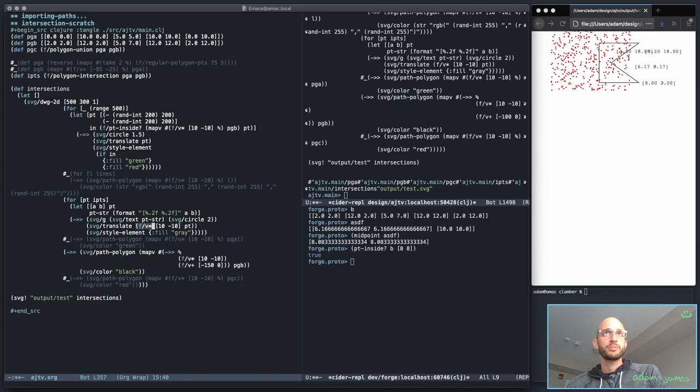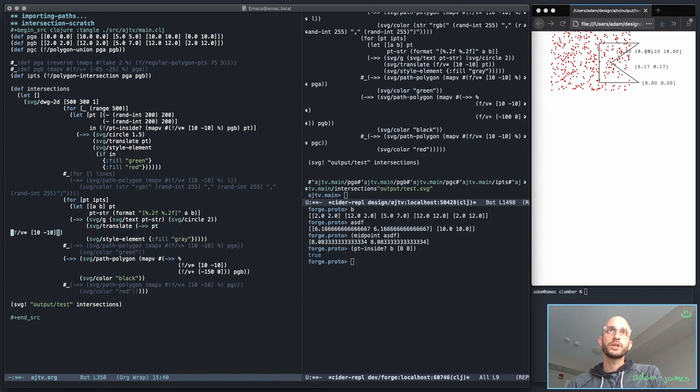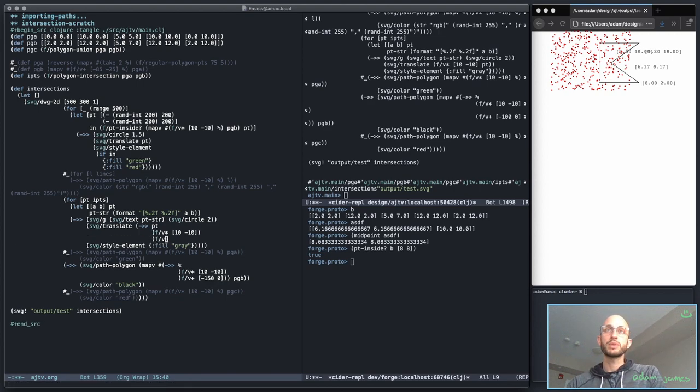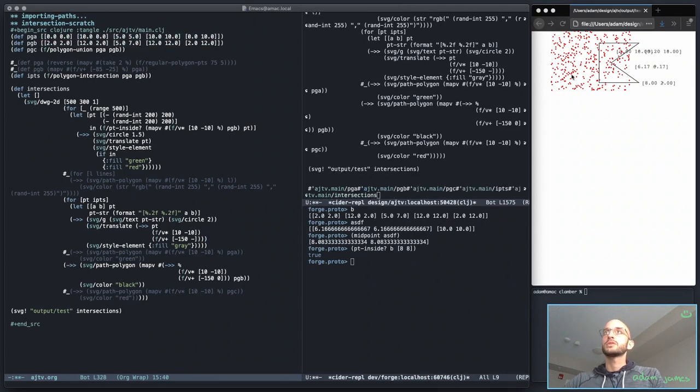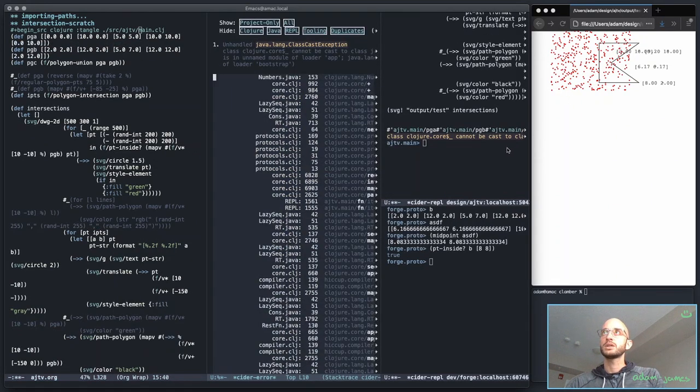But let me try to replace this. Oops. Thread last point through this transformation and this one, f/v plus -150, 0. I think this is gonna be a little bit wrong, but let's have a look. Yeah.